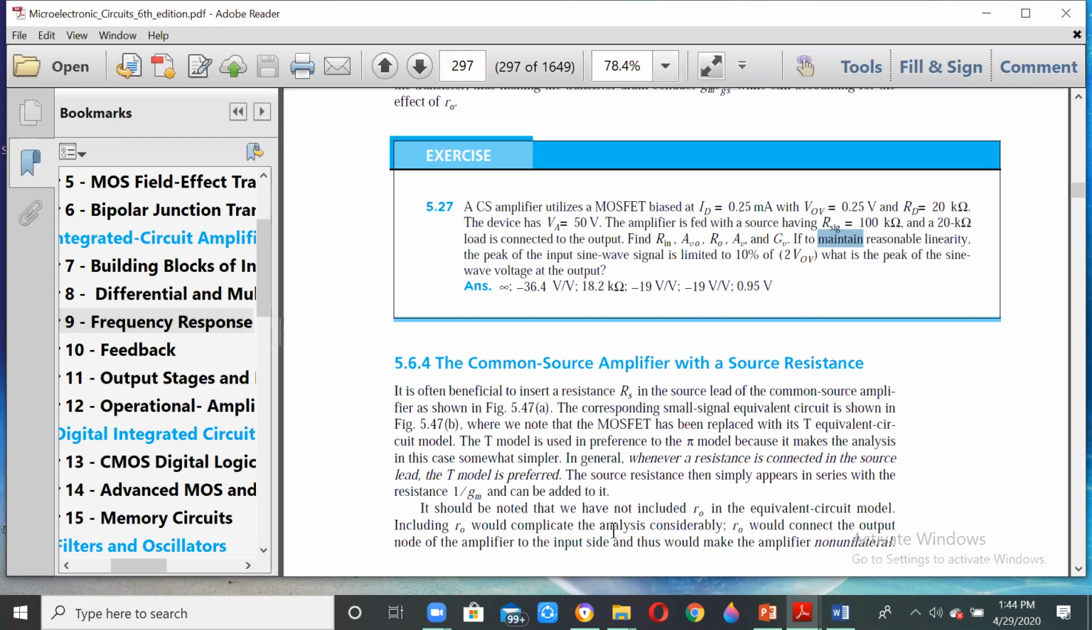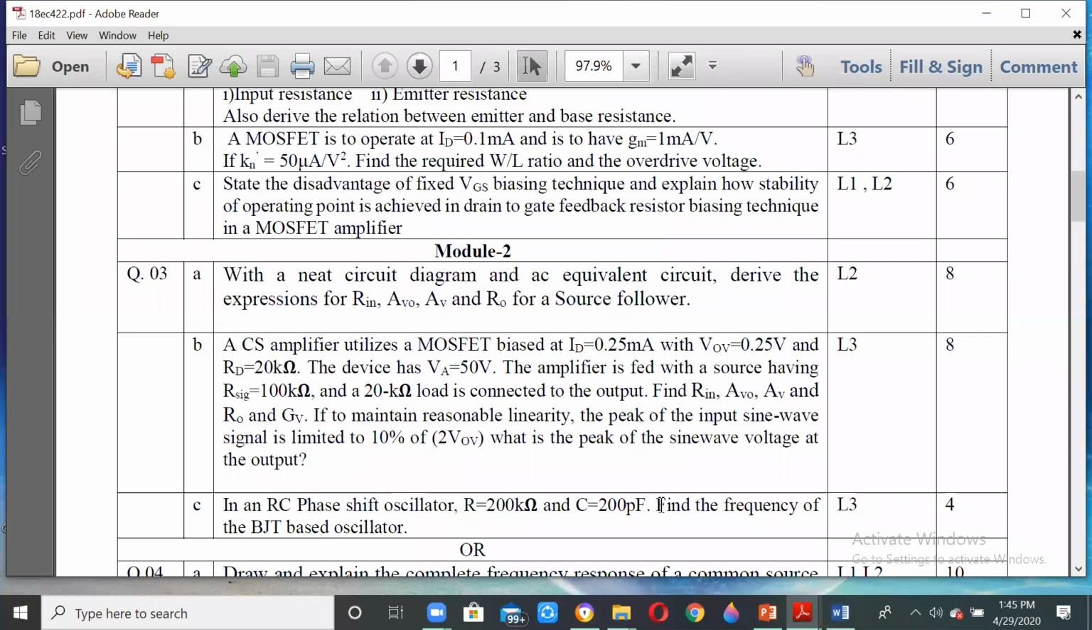Then we come to the C. In an RC phase shift oscillator, R is equal to 200 kilo ohm, C equal to 200 picofarad. Find the frequency of the BJT oscillator. However, in the syllabus, what is given is FET oscillators only, but I don't know how he has given this question. But for a BJT, it is 1 by 2 pi RC multiplied by the root of 6 plus 4K.